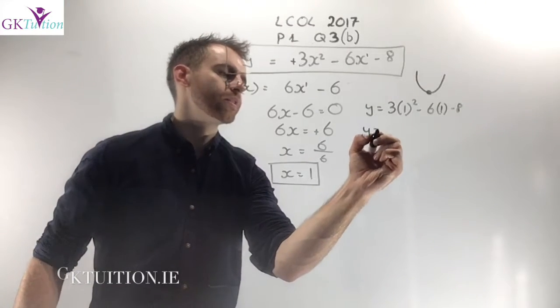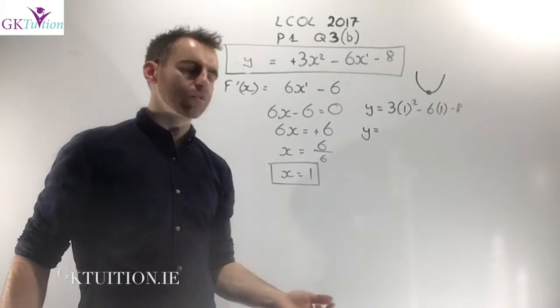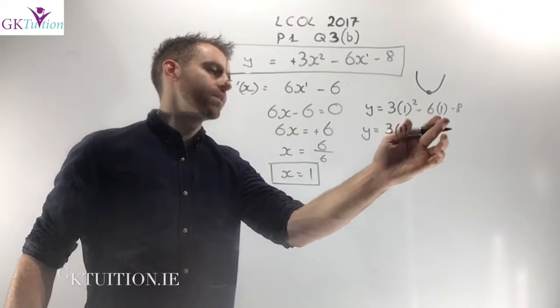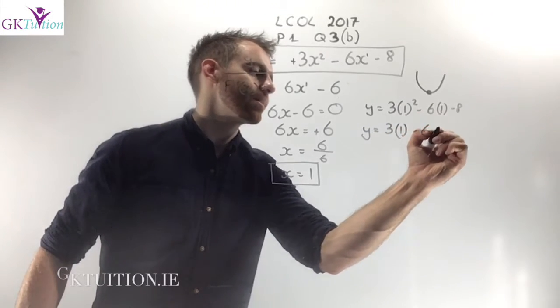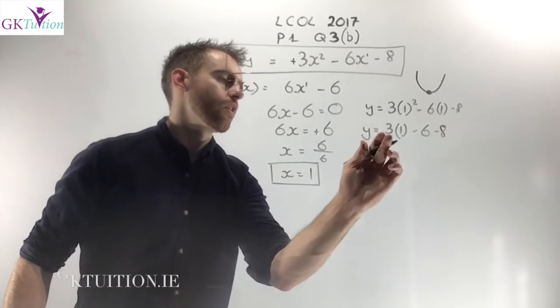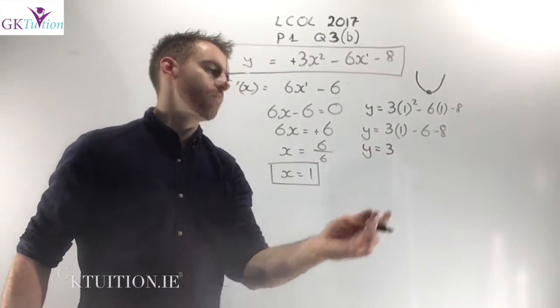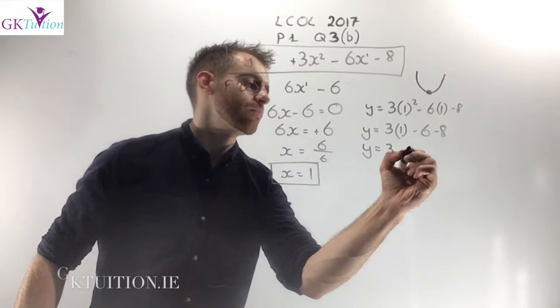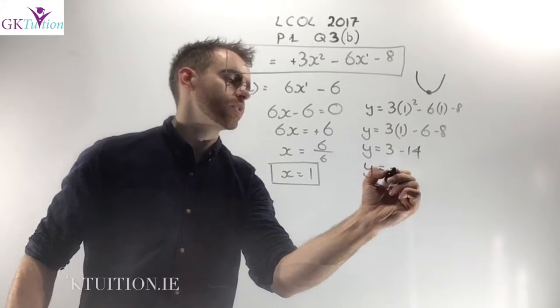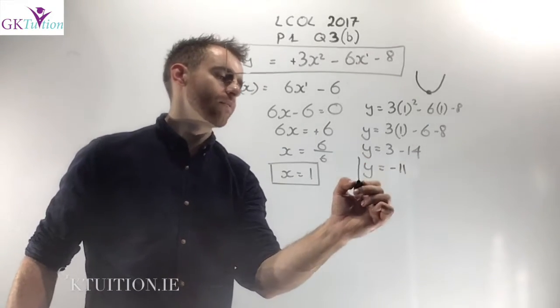So this simplifies nicely enough. 1 squared is just 1, so this will just be 3 times 1. And then minus 6 by 1 is just minus 6, and that's a minus 8. Which means if I simplify further, 3 multiplied by 1 is just 3. Minus 6 minus 8 is minus 14. So that means your y value is 3 minus 14, which works out as minus 11.